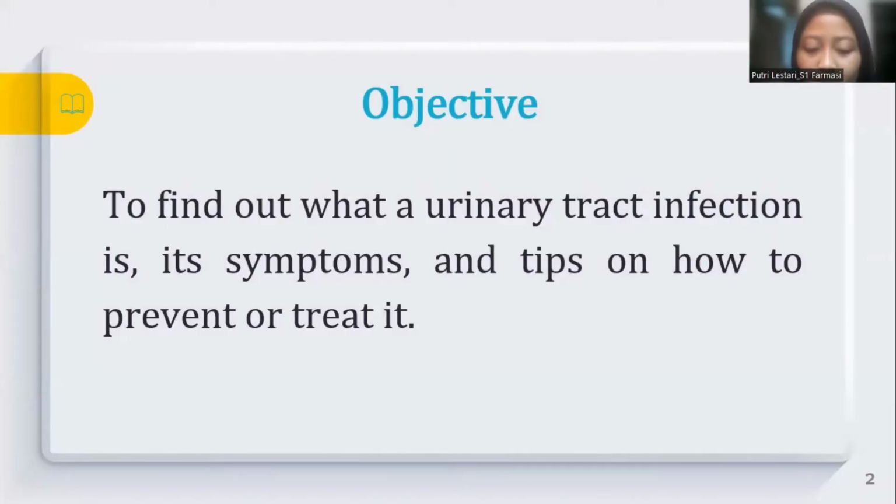The purpose of this presentation is to find out what a urinary tract infection is, its symptoms, and tips on how to prevent or treat it.